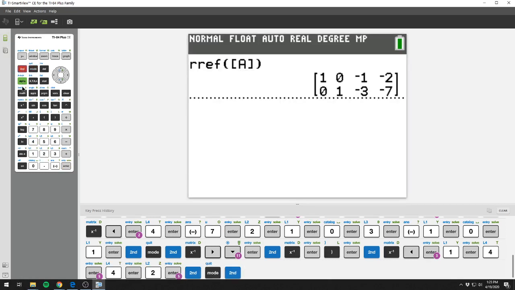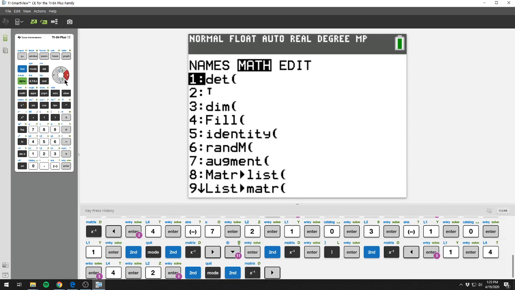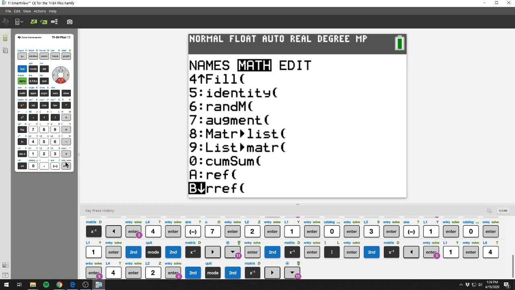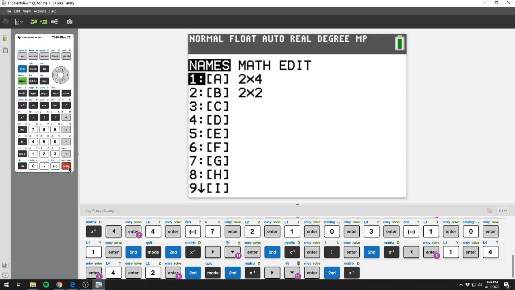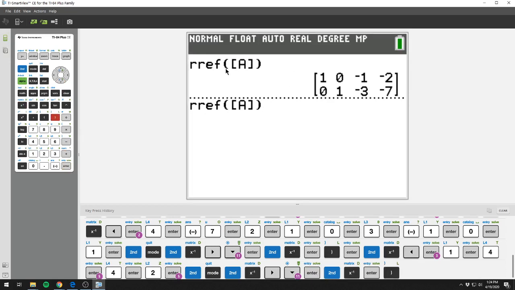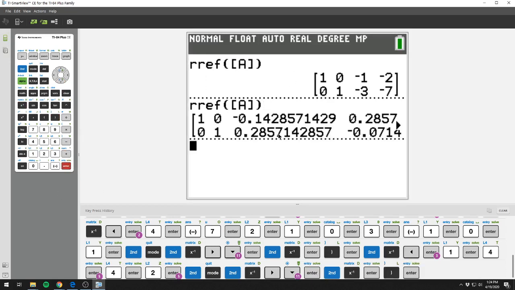Quit. Go to our matrix menu. Go down to RREF in the math menu. And use matrix A again. That's what we called it. Call it whichever one you want. Just make sure you use the correct one.